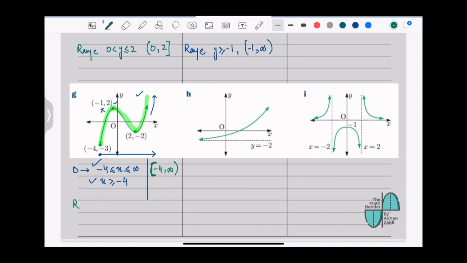For the range part, the function has its minimum value of -3, and it's going up, so there is no stop to it. So y is greater than or equal to -3. For -3, we put a square bracket, comma, infinity.